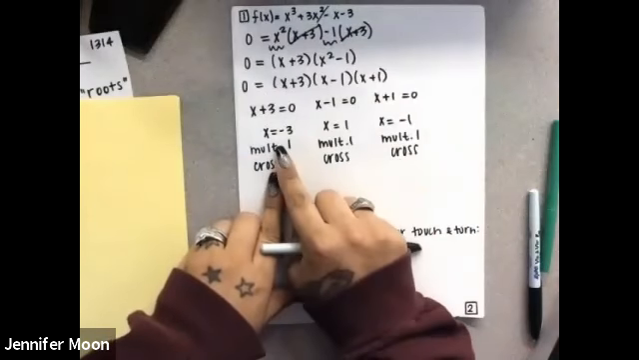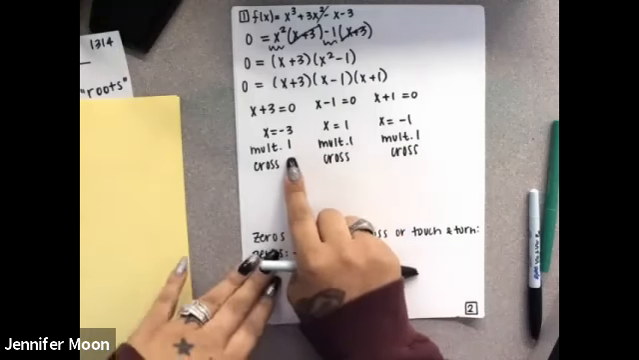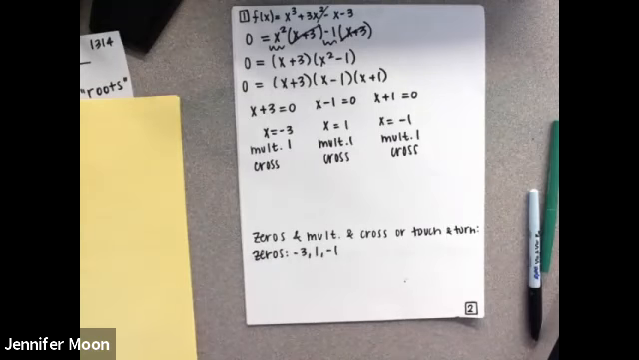How many times do you see the answer? That's also called your multiplicity. So I have that answer once. My multiplicity is 1. Something else that's new: odd crosses, even, touch and turn.